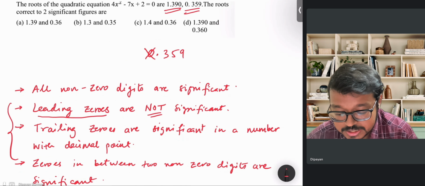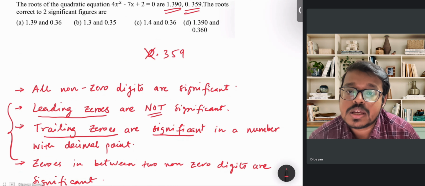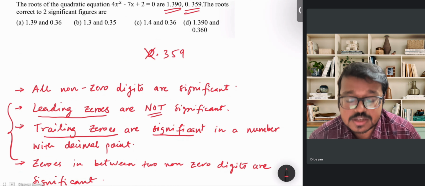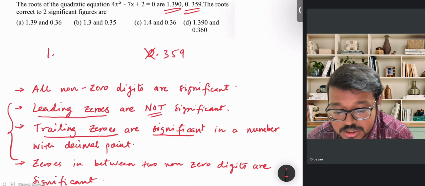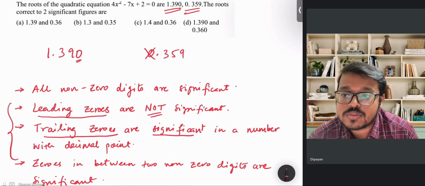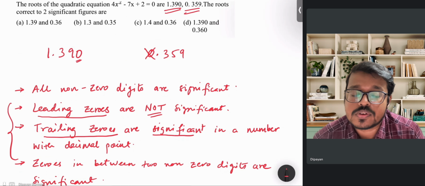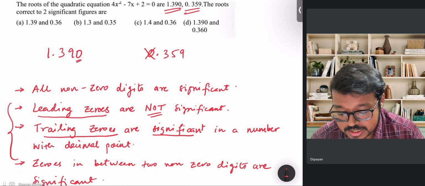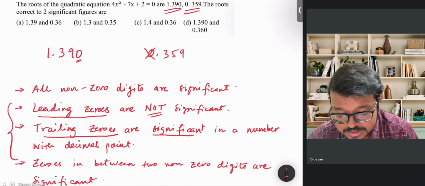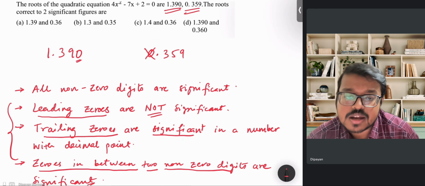Then trailing zeros are significant in a number with a decimal point. Let's look at the first root given here, which is 1.390. So the 0 at the end that we see here is a trailing 0 and it is significant for this number. And if we have zeros in between two non-zero digits, then they are significant.